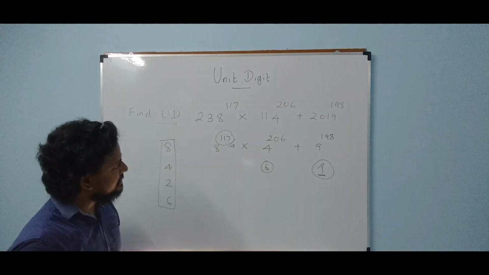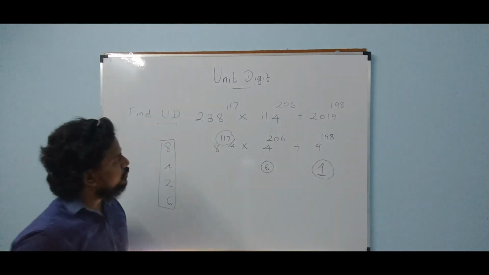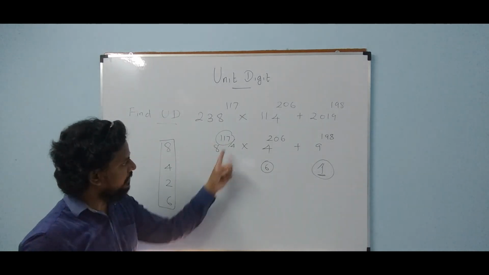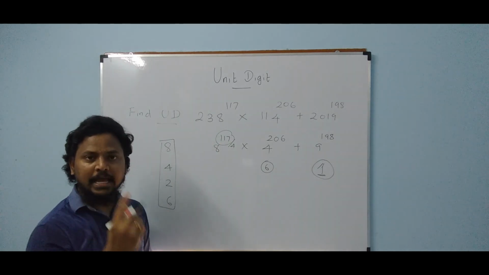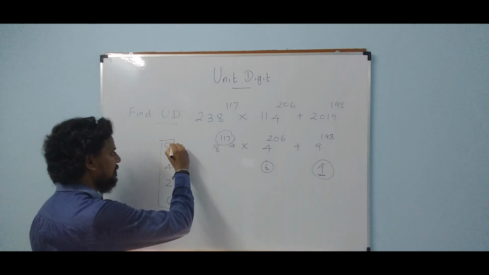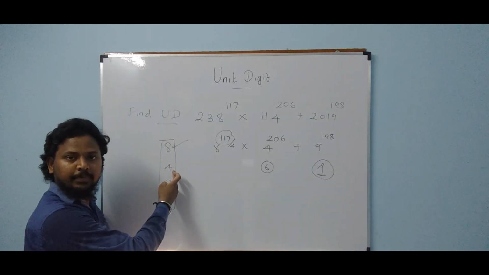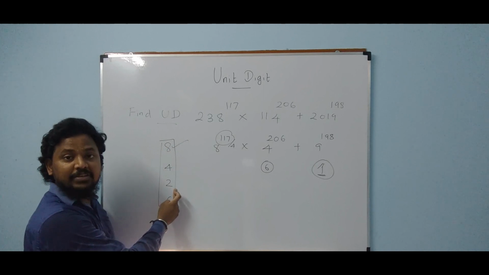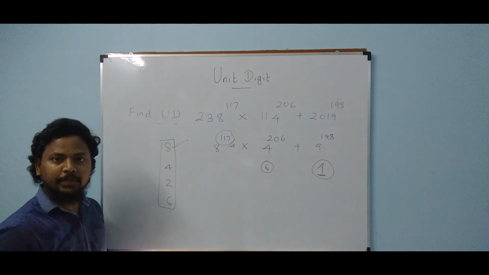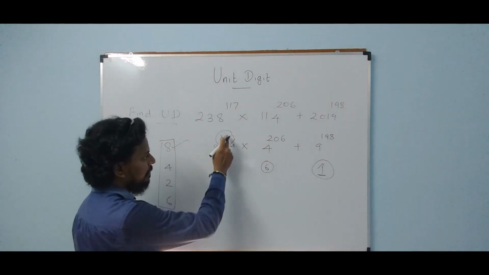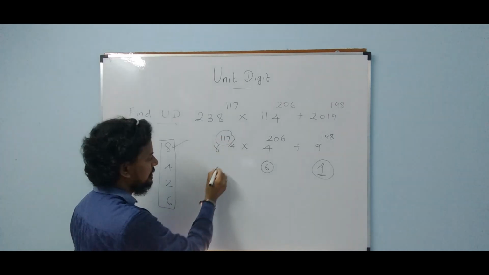Divide this 117 by 4. In 11, 2 times 4 is 8; in 37, 9 times 4 is 36, remaining 1. When the remainder is 1, the first step is the answer. If the remainder is 2, the second step is the answer. If the remainder is 3, the third step. If it is an exact multiple of 4, then the fourth step. So what is the answer now? 8 to the power 1, because the remainder is 1, so it is 8.